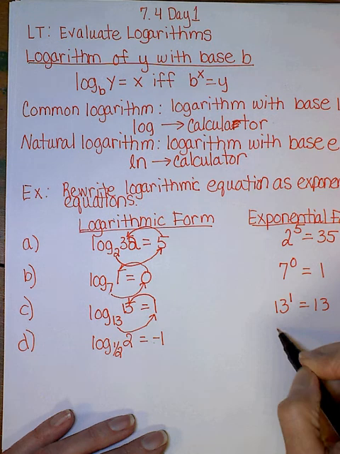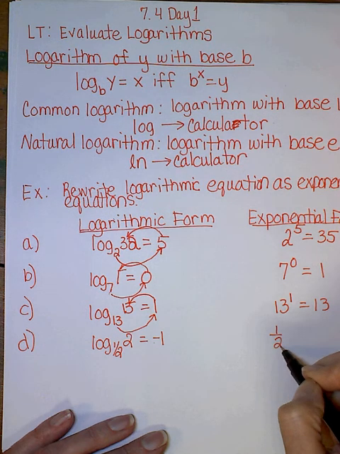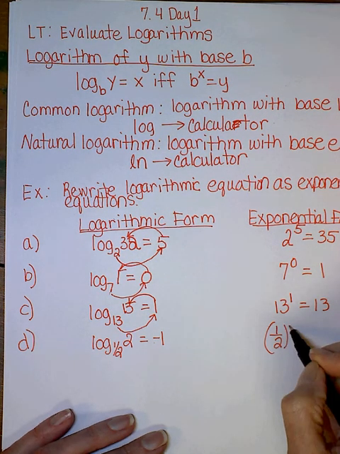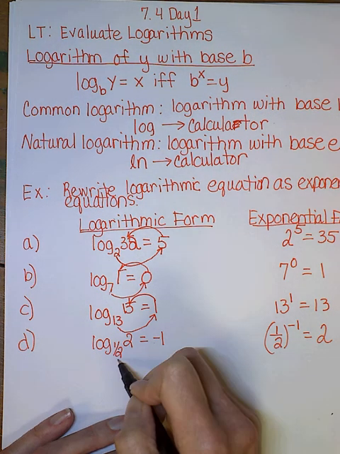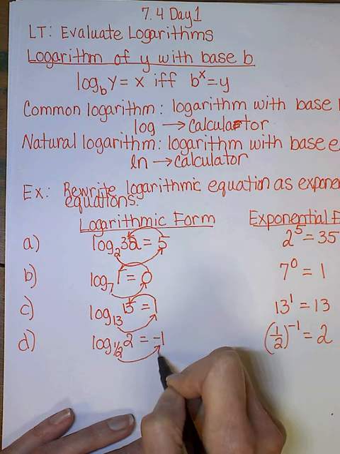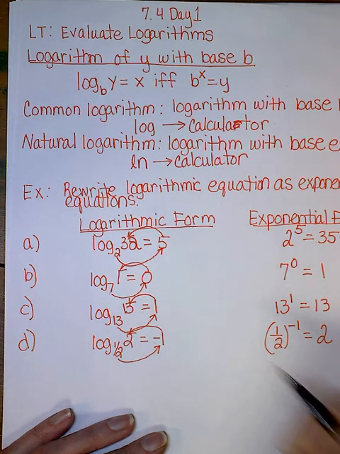Alright, so 1/2 is the base, -1 is the exponent, and remember negative exponents mean reciprocal, so that will flip and be just the number 2. 1/2 to the negative power of 1 equals 2.